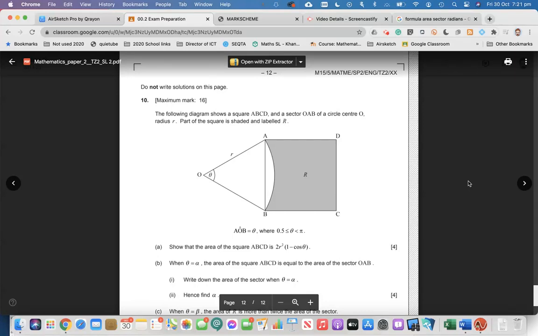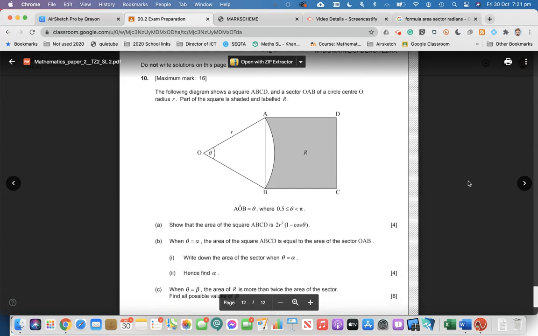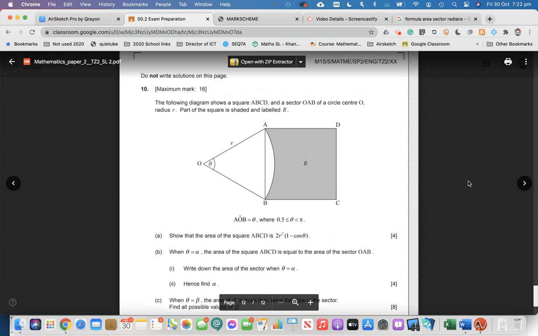Hello, this is question 10 from paper 2 of May 2015, time zone 2. And it's a kind of a cool question. It's kind of a measurement question where you have to work out area, a bunch of different things, use your knowledge of graphing a little bit as well. We'll see how it goes.